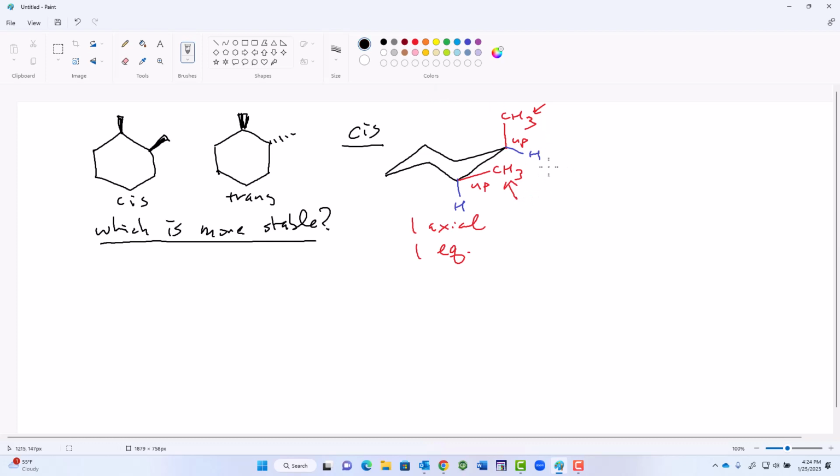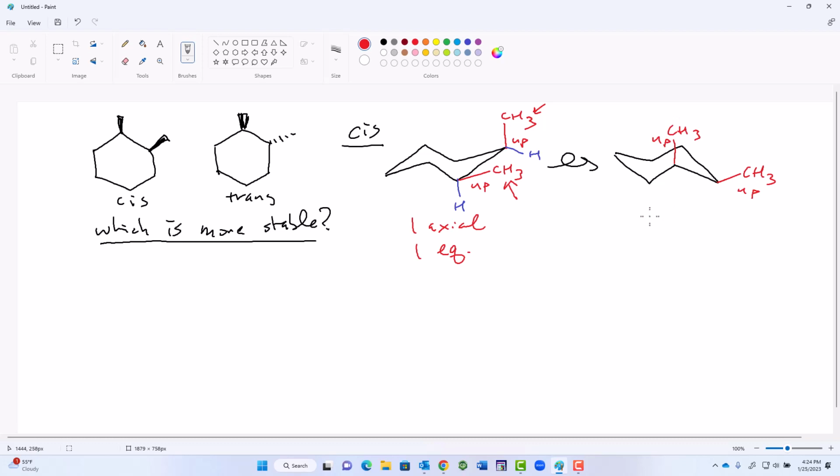So let's do the ring flip. Let's see if we can make it more stable by doing a ring flip. If we flip the ring, everything that's axial is going to become equatorial, and everything that's equatorial is going to become axial. So we're still going to have two up. We're going to have an up equatorial. I'm going to put it right here. This is up. And then we're going to have an up. That equatorial becomes axial, and that's going to be up.